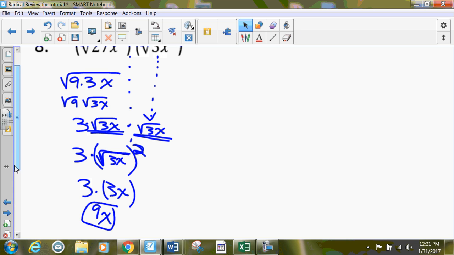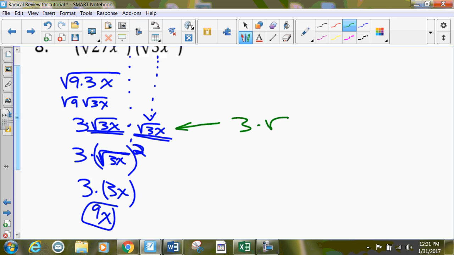Another way to think about it, when we get to this spot right here, when we get to 3 times root 3x times root 3x, is this. I can put root 3x times root 3x underneath the same radical sign. I can put it as 3x times 3x.